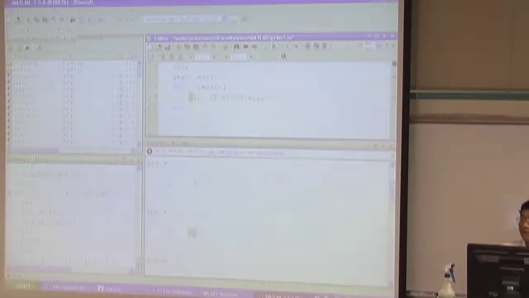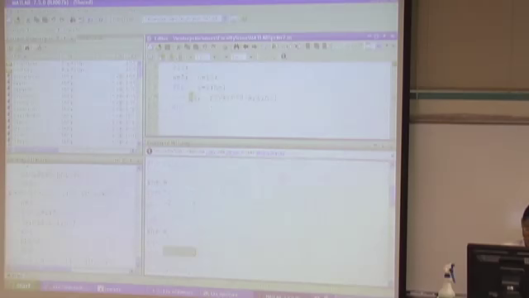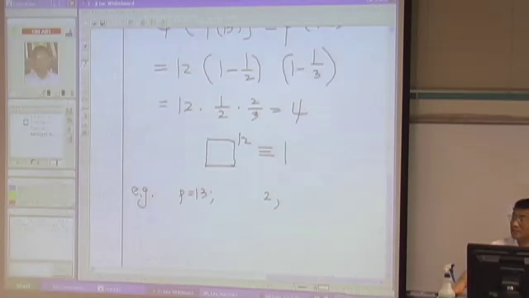Then 4, but it's not even prime. Then 5. I used 5: first is 5, second is 12, third is 8, and fourth is 1. So 5 is disqualified. 6 is not even prime. 7. If I use 7, then second power, third power, fourth, fifth, sixth, seventh, eighth, ninth, 10th, 11th, and then the 12th is the smallest power achieving 1. In other words, 7 is qualified. Do you see? 7 is qualified.